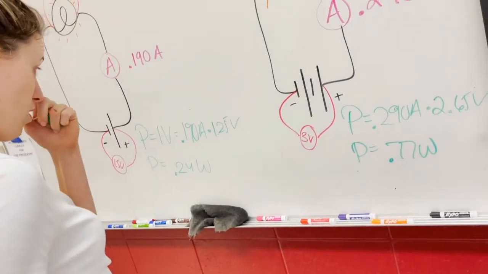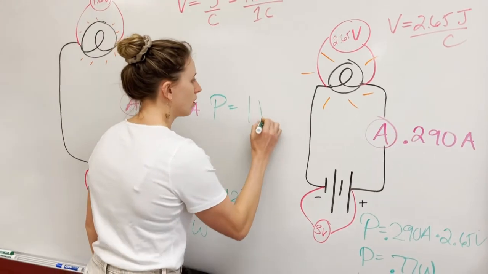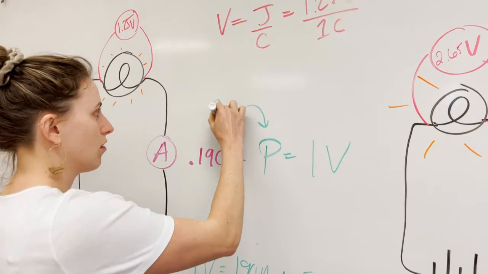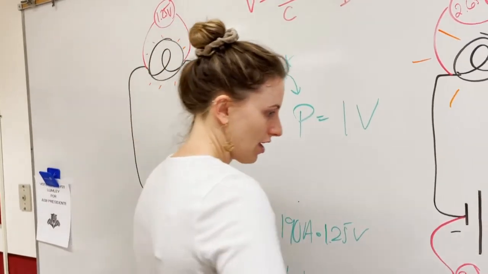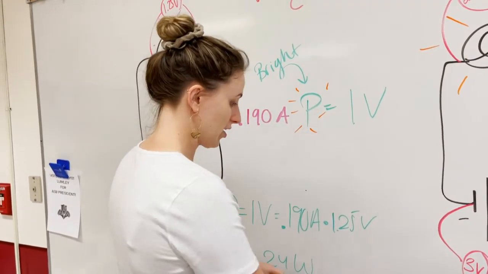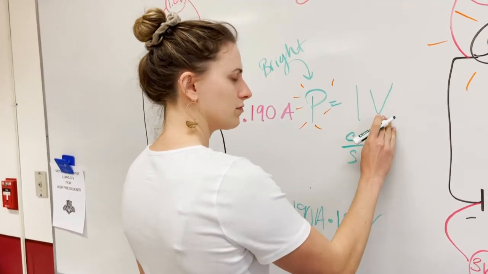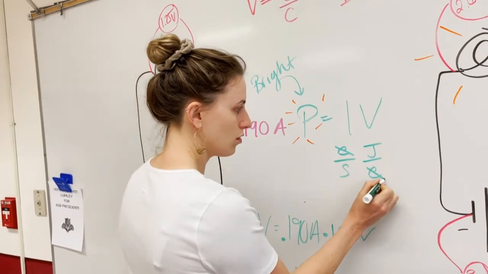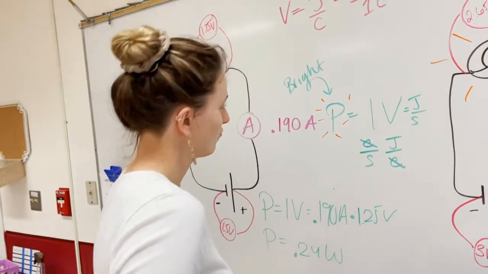So, Boykin, let's take a look at our equation right here. When something has more power, that means it's brighter, right? Yep. Well, what is current? What is an ampere? That's coulombs per second, right? Talk me through this. I is coulombs per second, and a volt is joule per coulomb. So coulombs cancel. Power is joules per second, which is a watt.